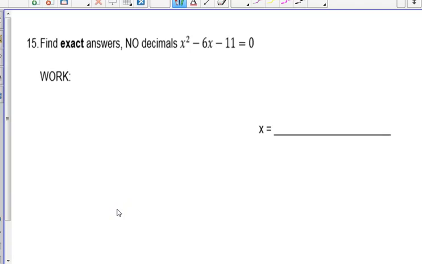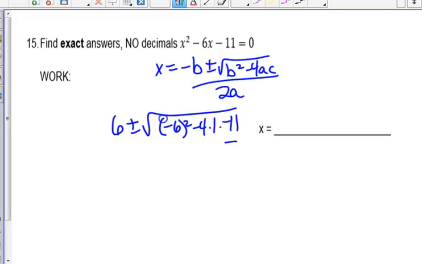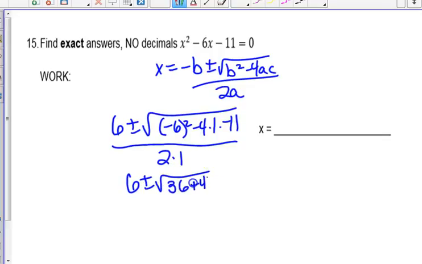All right, you can do this question two ways. It doesn't factor, so my suggestion is you would do the quadratic formula, which you do have to have memorized. So the opposite of negative 6 would be 6 plus or minus the square root of negative 6 squared minus 4 times 1 times negative 11, over 2 times 1. When you square this, you have to get a positive. A minus a negative would become plus 44, over 2, which is 6 plus or minus the square root of 80 over 2.